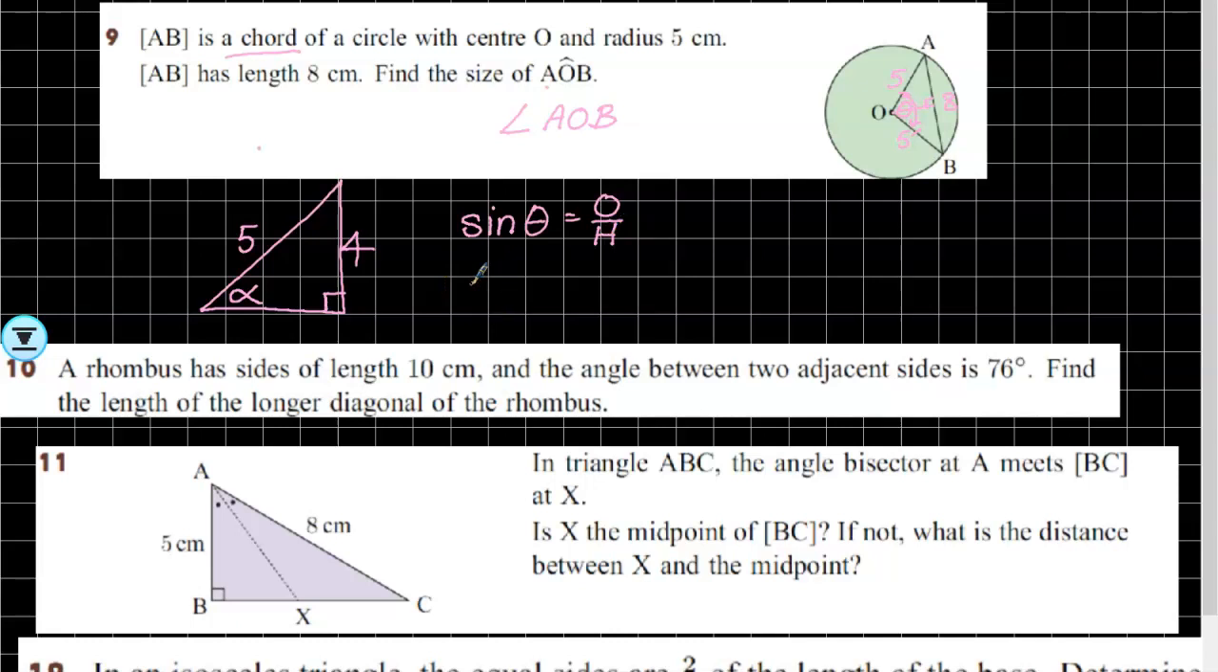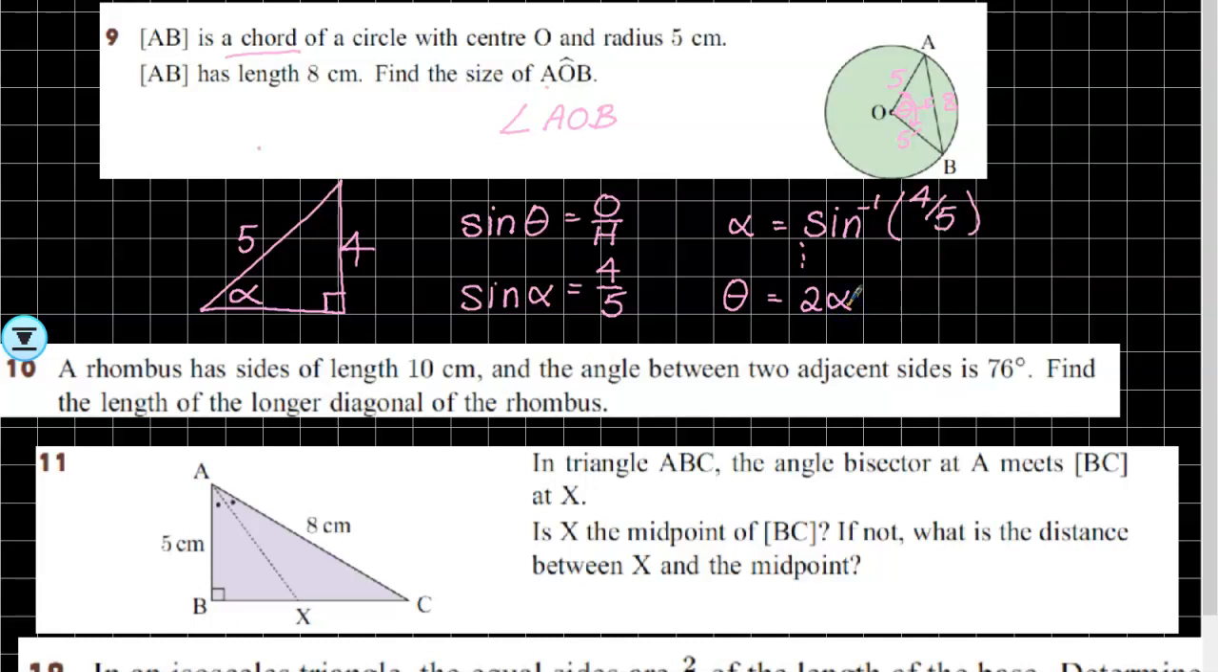Is that correct? I see some people not writing this. Oops, and I put, so sine alpha equals 4/5. And therefore, to get alpha, to get rid of the sine, we have to take the inverse of sine. You can do that, and don't forget that theta is going to be 2 lots of alpha.